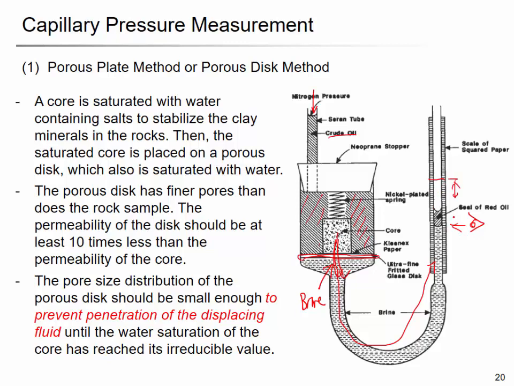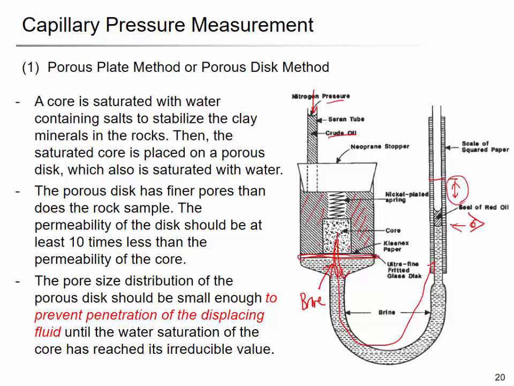So you increase the pressure and you measure the volume of the brine displaced from the rock core. And for another pressure increment, you do the same measurement. Then from this volume of water displaced, what can you calculate? You can calculate the oil saturation in the rock core and also the remaining water saturation in the rock core.